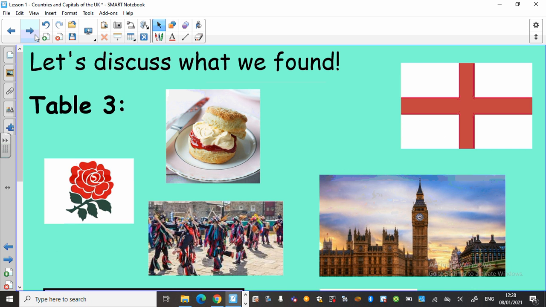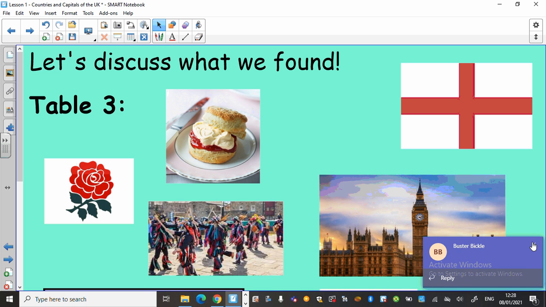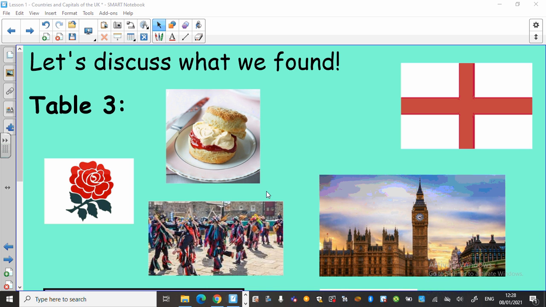Now we're only left with two. Let's talk through what we have found here. So we have got a flag. We have got a rose. We have got a scone. We have got Big Ben. And we have got some sort of traditional dancing going on here as well.